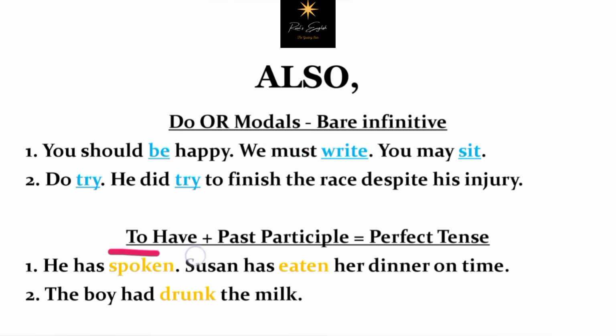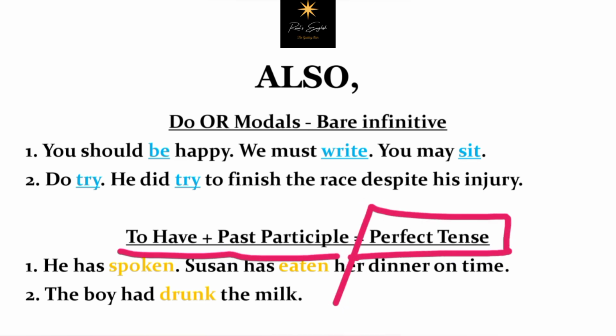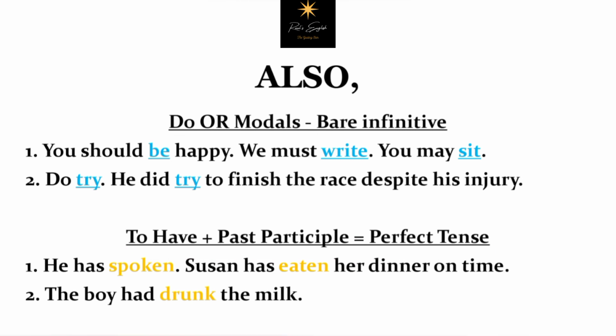Same way, to have or have and past participle, you get the perfect tense after that. He has spoken. Spoken is the past participle of speak. Same way, drunk. The boy had drunk. Drunk is the past participle of drink. Hence, have plus past participle, you are changing the tense, you are getting the perfect tense. It could be present perfect, past perfect, future perfect, what have you.